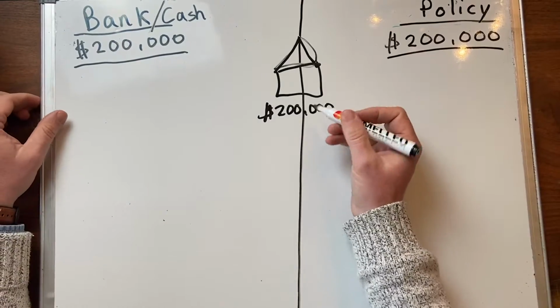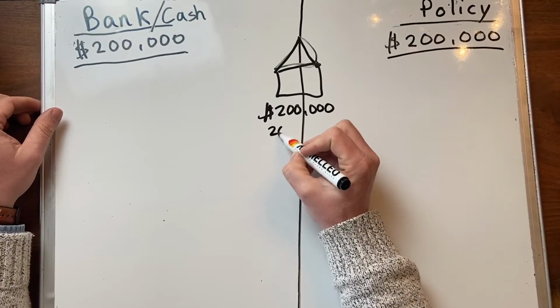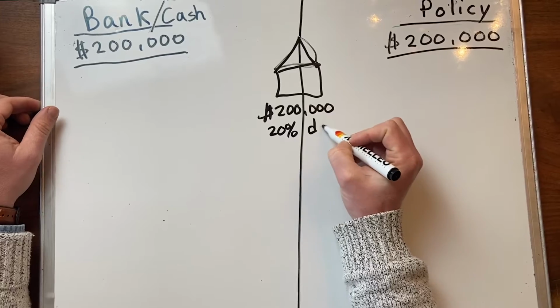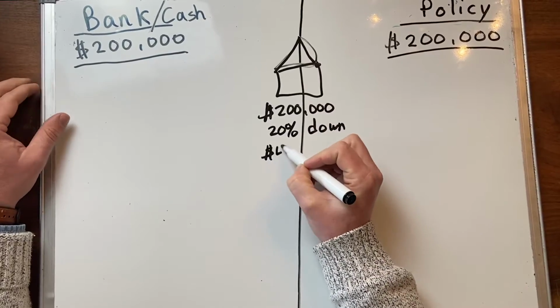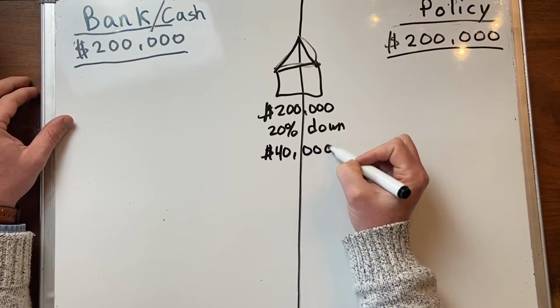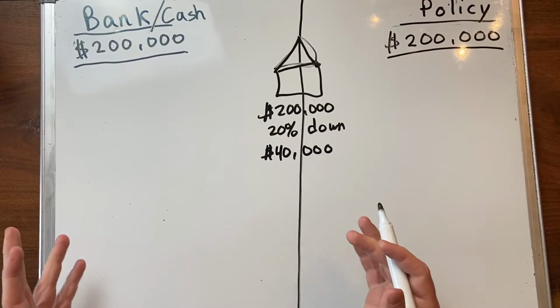Now, let's just say for this example that we need 20% down, which would be $40,000, right? So we need $40K to put as a down payment on this property. So where do we pull the cash from?